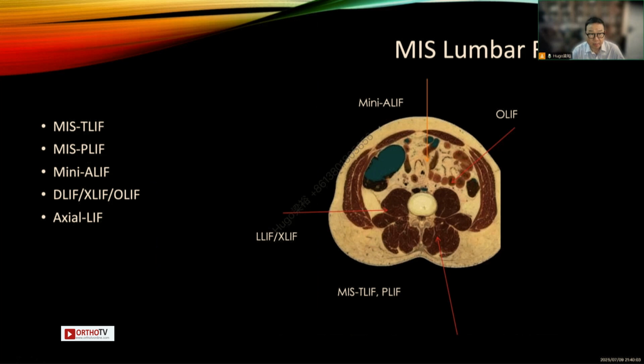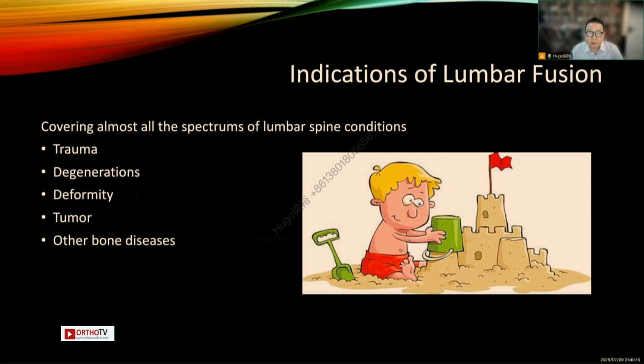a lot of surgical methods such as MIST-lift, PLIF, A-lift, D-lift, X-lift, O-lift, and axial lift, all about innovative fusion of the lumbar spine. Lumbar spine fusion can cover almost all the spectrum of lumbar spine conditions, such as trauma, degenerations, deformity, tumor, and other bone diseases.